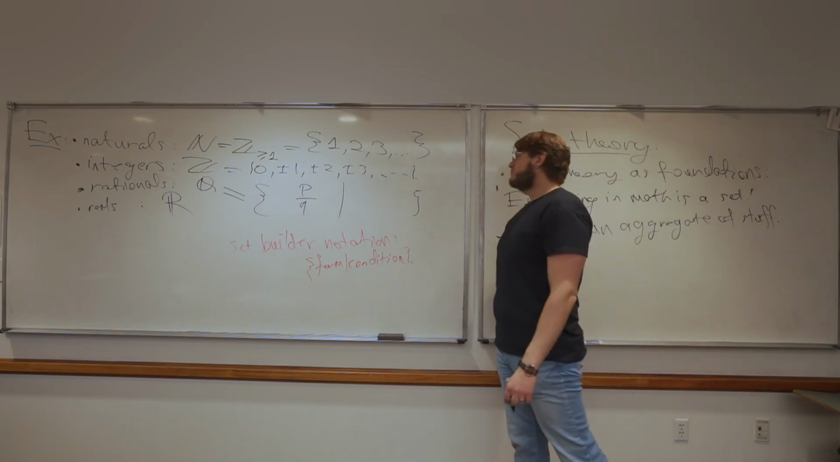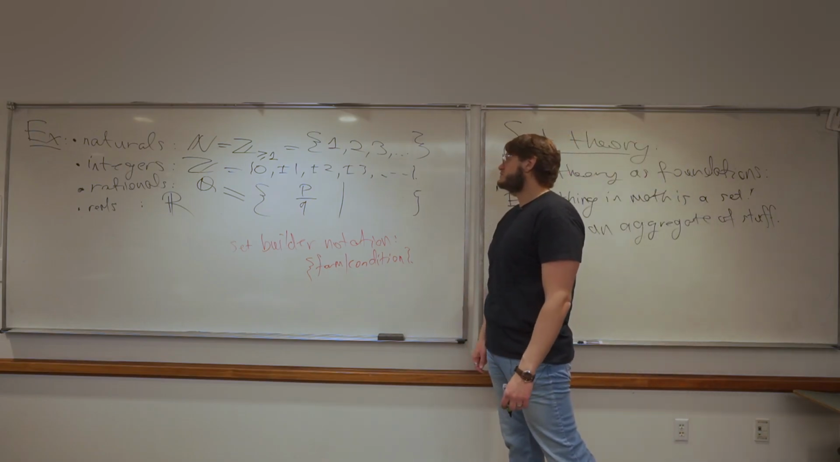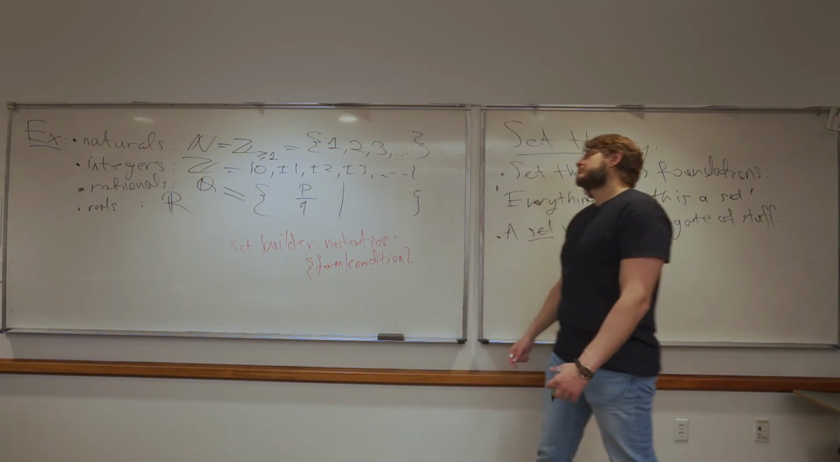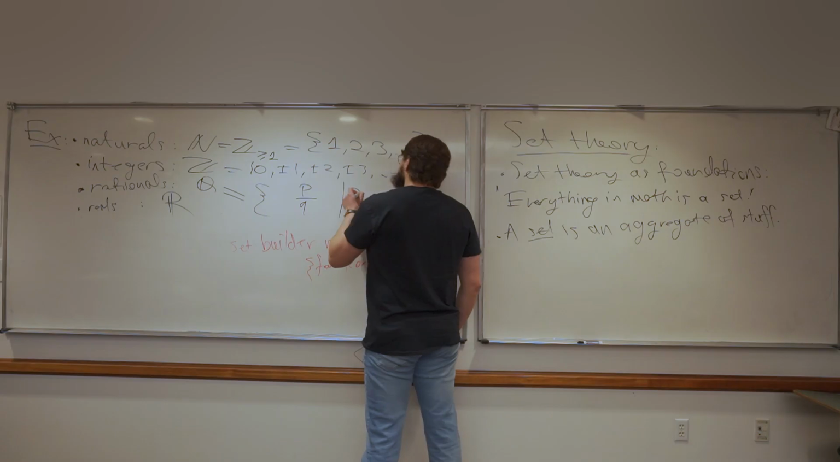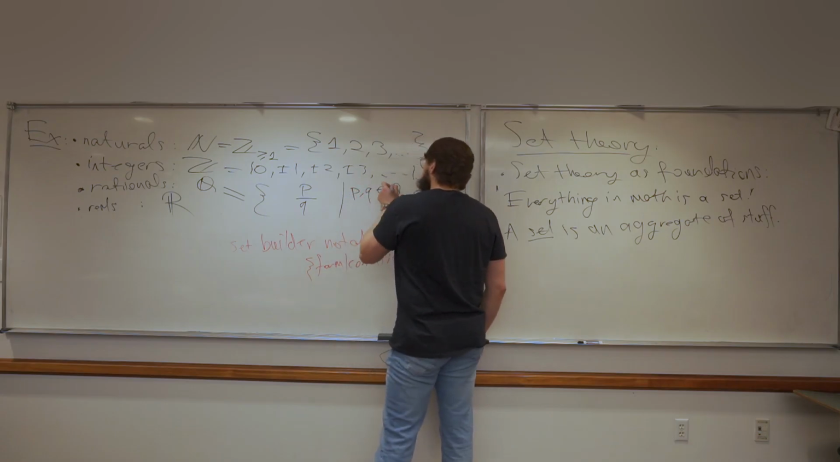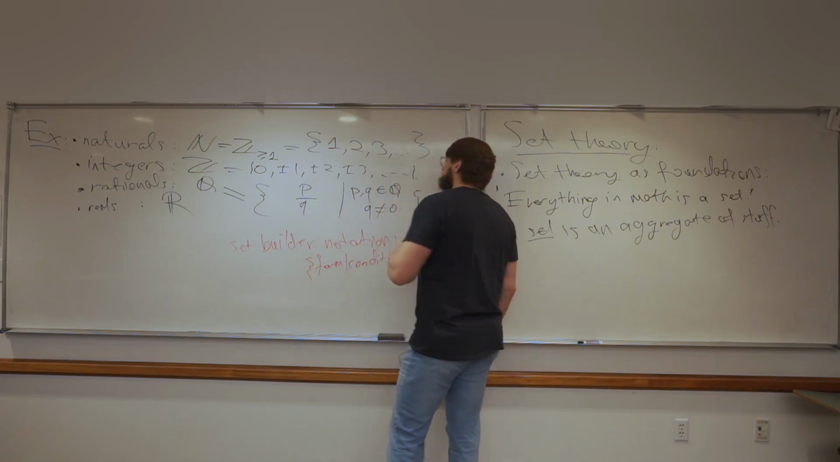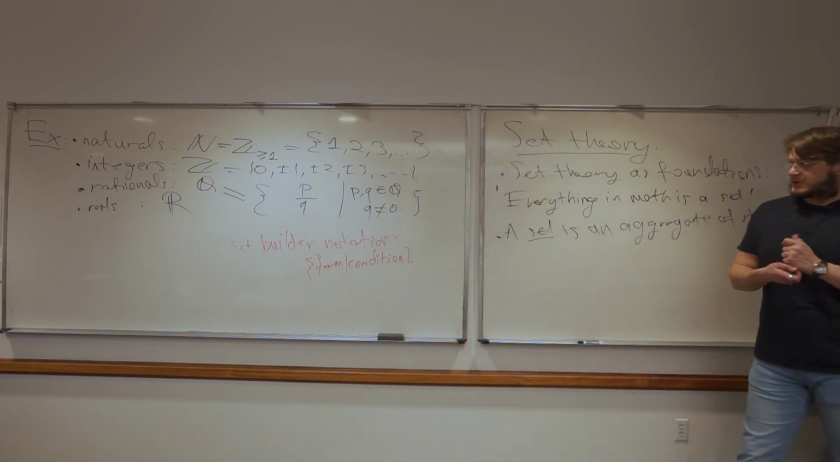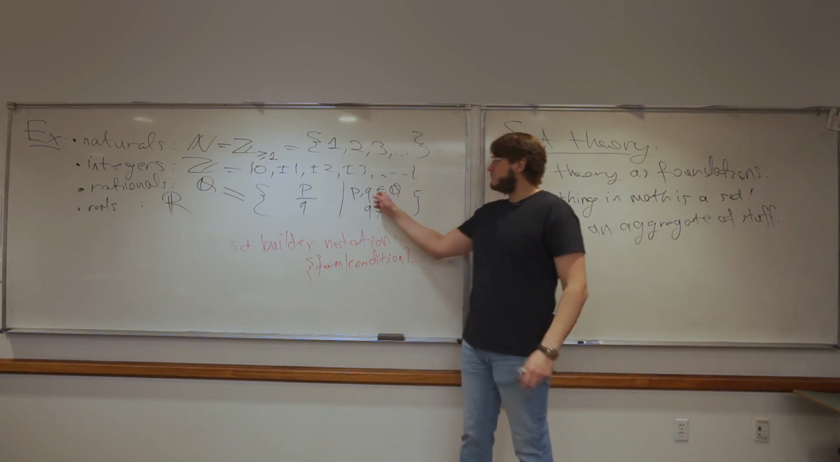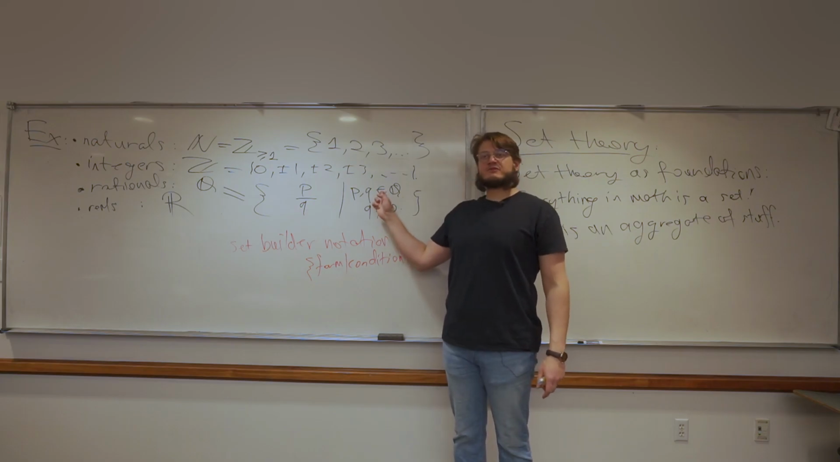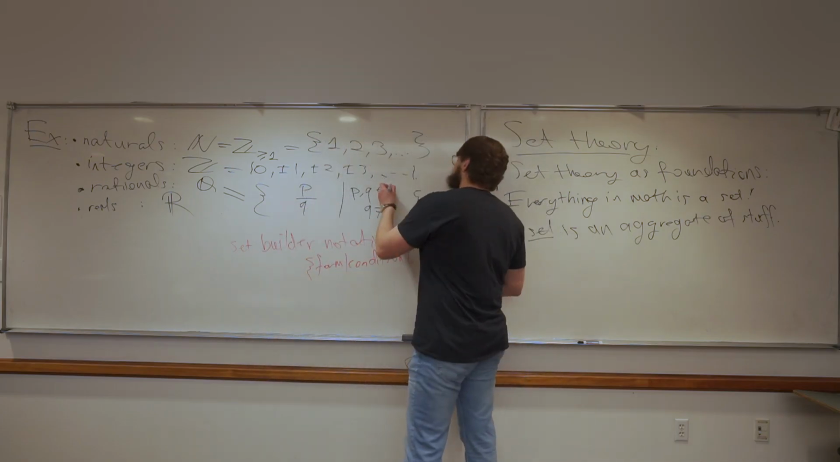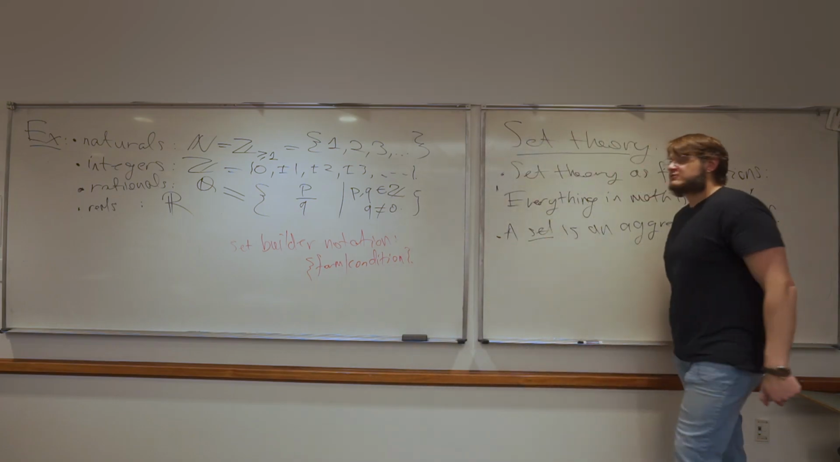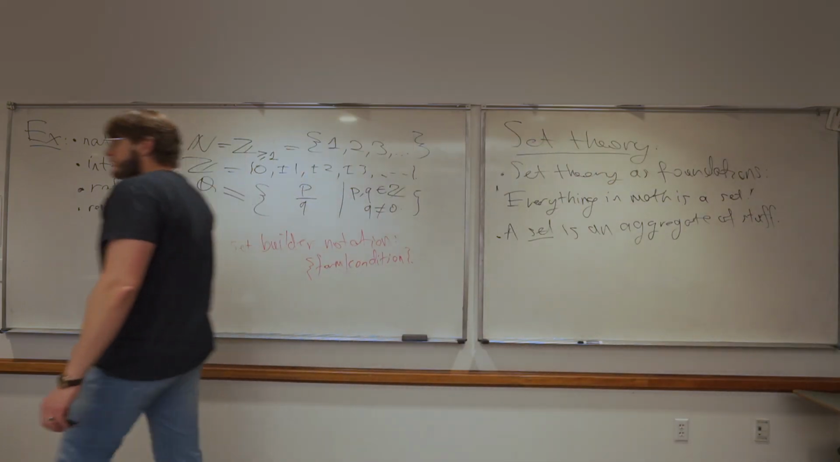And what is the condition? p and q are integers, but of course, we don't allow q to be 0. So I might write it like so. And here is yet another symbol that we're going to keep using. This is the element of symbol. I'm saying here p and q are elements of the integers. Okay. So let me record that as well.